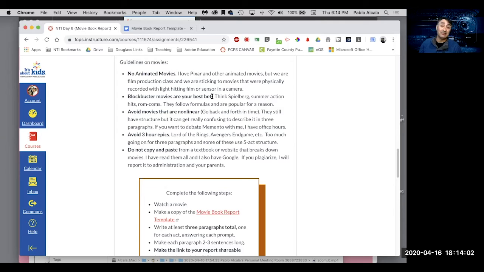Okay, don't copy and paste. There's a lot of film analysis out there on the internet. When you choose a movie and you write your paragraphs there, I also have access to Google, and I might get on the internet and look up your movie and see what other people are saying about it. And if you're taking stuff word for word and basically copying it, then you're going to get a 0 and your parents are going to get a phone call.